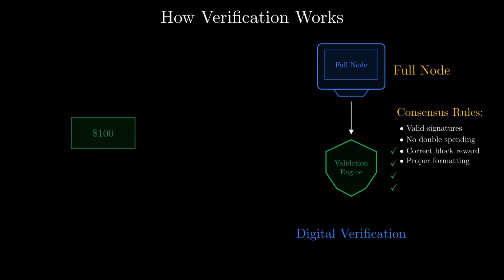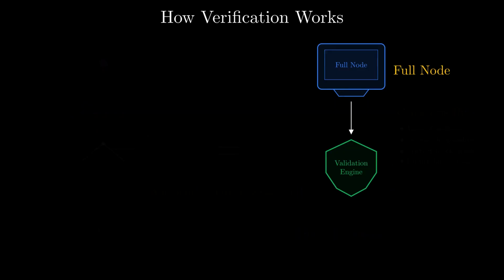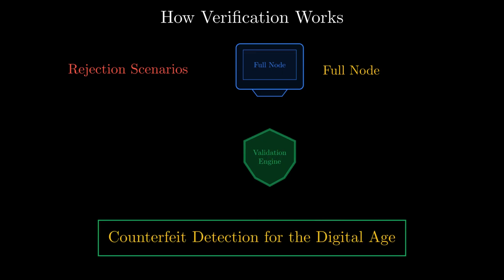Think back to the garage sale. You check one bill by hand. A full node performs that same kind of inspection automatically, mathematically, around the clock on every transaction it encounters. If someone tries to send you Bitcoin that was already spent elsewhere, your node catches it. If someone tries to create Bitcoin out of thin air, your node rejects it. It's counterfeit detection for the digital age.